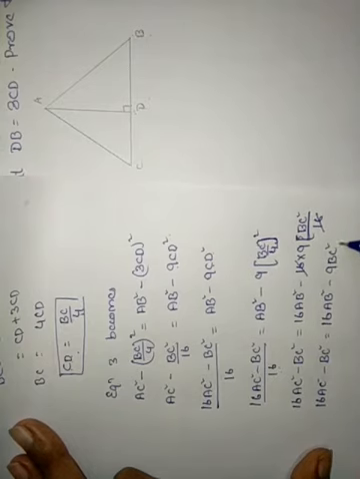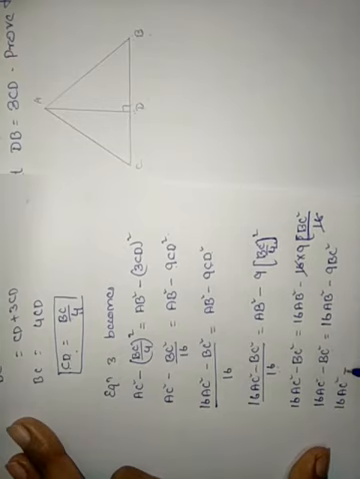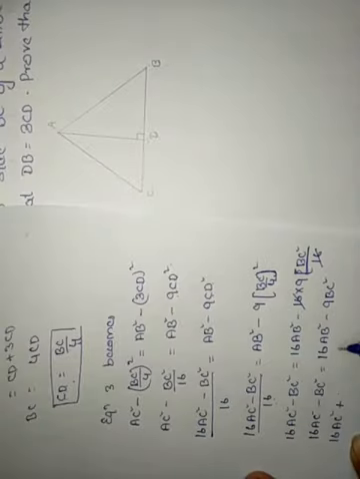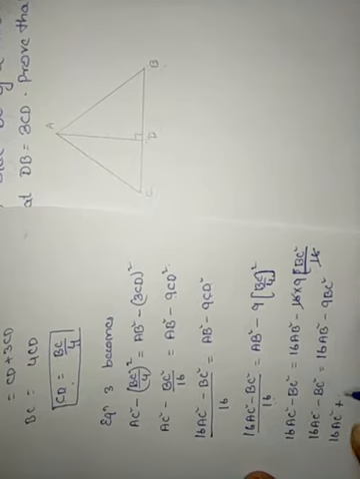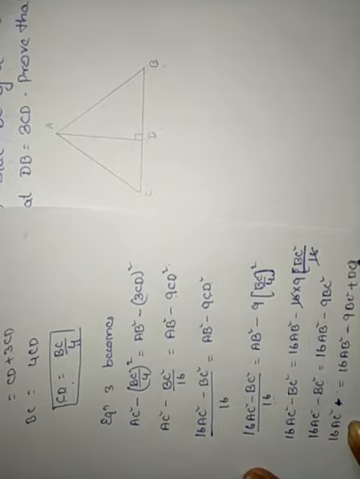We can see that this 9 BC square and this minus BC square we'll bring to the left hand side. After cancelling, we'll make all the like terms one side here, so that is equal to 16 AB square. Here it is 9 BC square. We'll bring this BC to the left hand side. It will be plus BC square. Right.